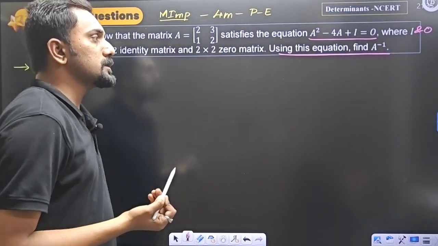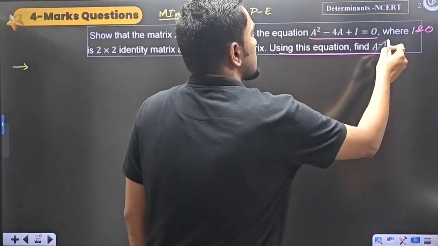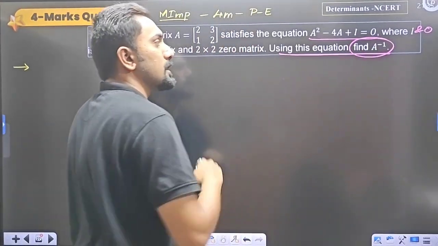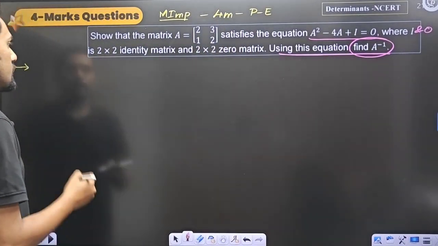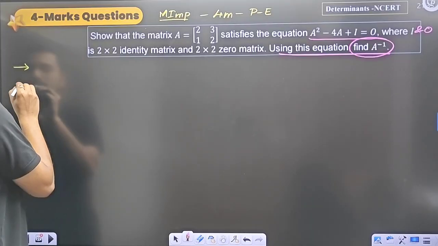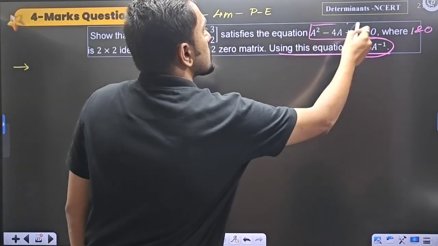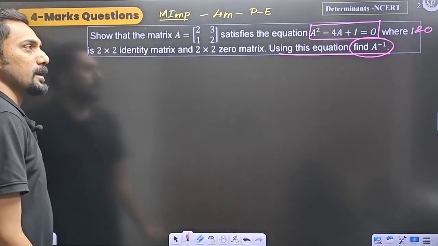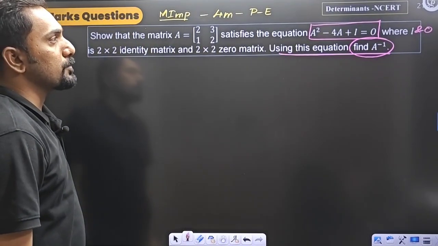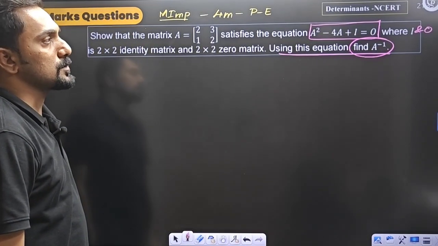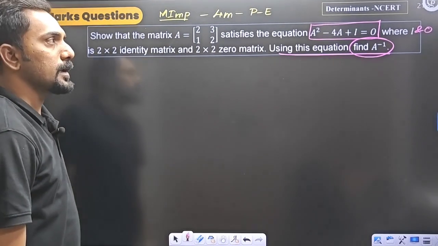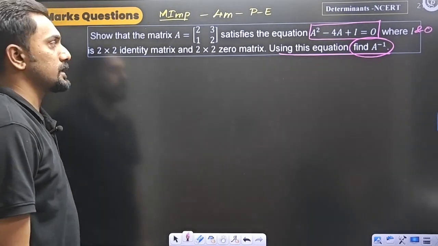Most of the students will make a mistake in this case, in this step. Okay, I will tell you. So first let me prove this. What do we have to prove? A square minus 4 times A plus identity matrix is equal to O. Here O is the zero matrix or null matrix.